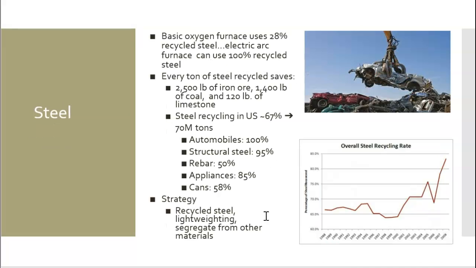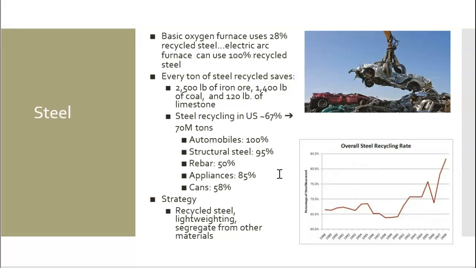So how do we make steel? Well, you have to have a furnace, and the electric arc furnaces are much more efficient. In fact, in the United States, furnaces have been switching to electric arc because they use so much less energy, and they are using 100% recycled steel. So in the U.S., that's what we're manufacturing here, is mostly recycled steel. So when you recycle steel, you save about 2,500 tons of ore, 1,400 pounds of coal, 120 pounds of limestone. So you can see significant differences.